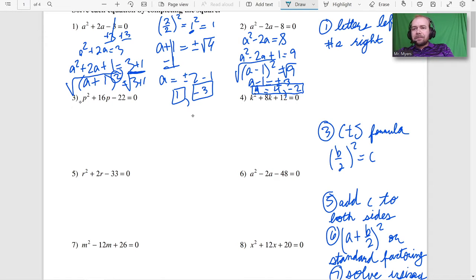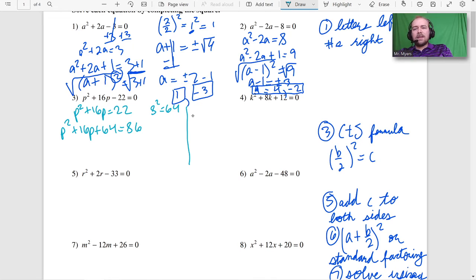So let's see. P squared plus 16p equals 22. Okay, step 1. Step 3, use the completing the square formula, b over 2. I'm going to do part of this in my head. We have a little bit of space here. Let's put a little dividing line right here. So b over 2, 16 over 2 is 8. I'm going to leave the b over 2 part because we need b over 2 for later. 8 squared is 64. So we're going to add 64 to both sides. Plus 64 is equal to, what's 64 plus 22? It is 86.